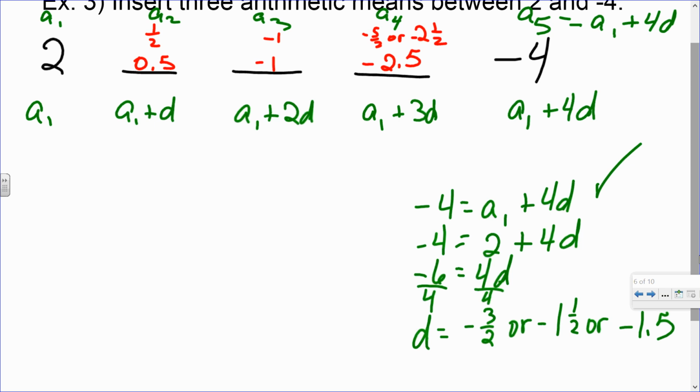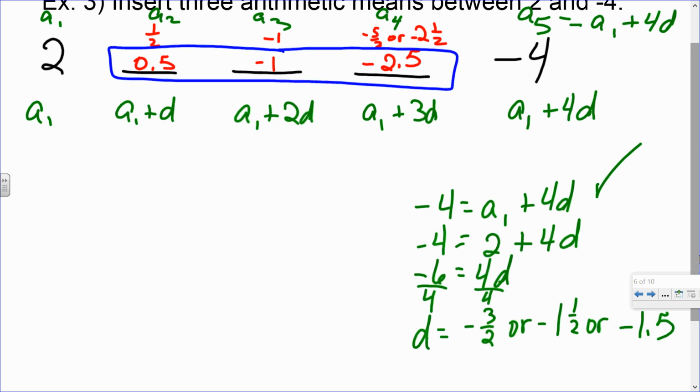The first and the last are not means. The means are the ones in between. So to mark our final answer here, we would either put a box around those 3 decimals or these 3 that are in fraction form, and those would be our arithmetic means. So that's not bad either, right? Just need to know what the vocabulary means and set it up and work through it.